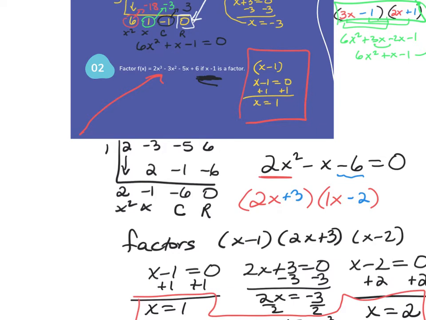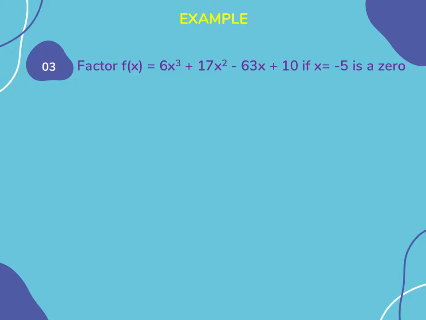Let's try example three. Still the same thing. They're giving us one of the zeros, so I'm going to do synthetic division with that zero, break it down to a quadratic, factor it, get the factors, set the factors equal to zero, and then solve. So let's try example three. Again, they gave me one of the zeros. So my factor is actually the opposite sign, x plus 5. This is the factor when we turn the zero back in.